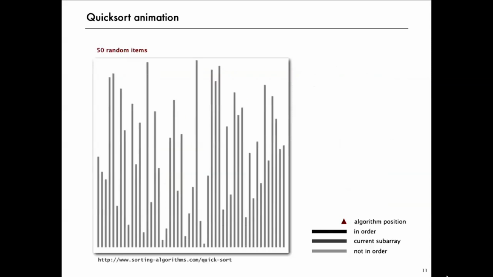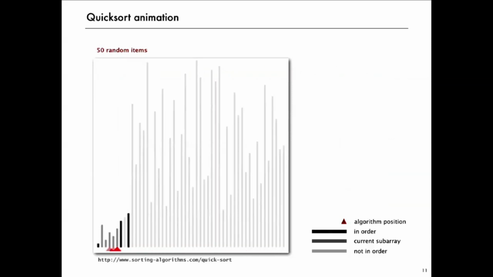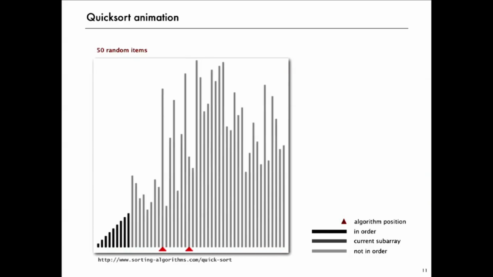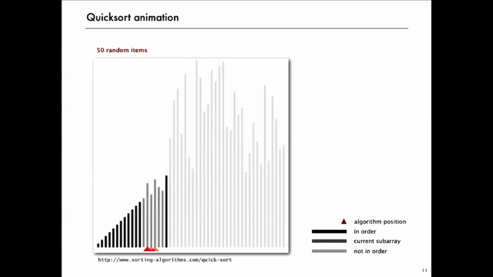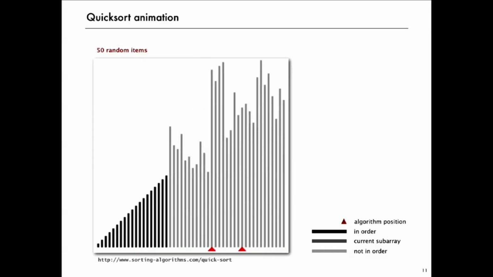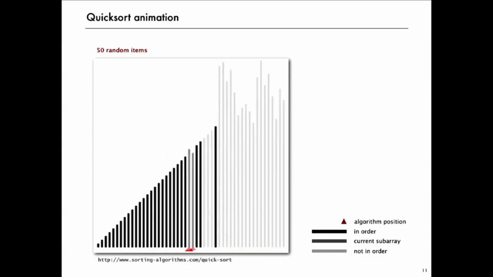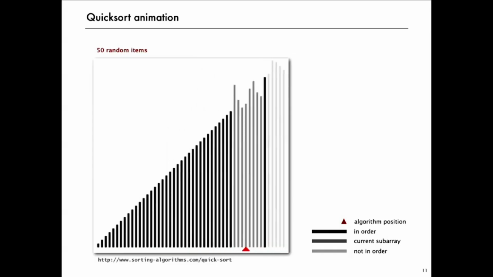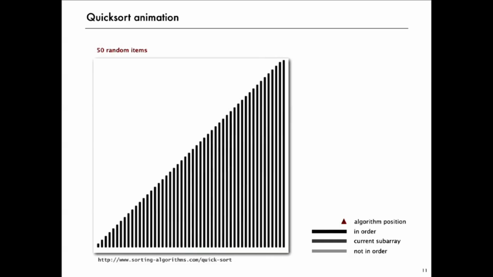Let's look at an animation of QuickSort in operation. There's the partition. Now it's working on the left. Now it's partitioning the right. Now it's working on the left part of the right. Now it's partitioning what's left, doing the left part of that. And working from left to right by dividing each subarray in half as it goes.